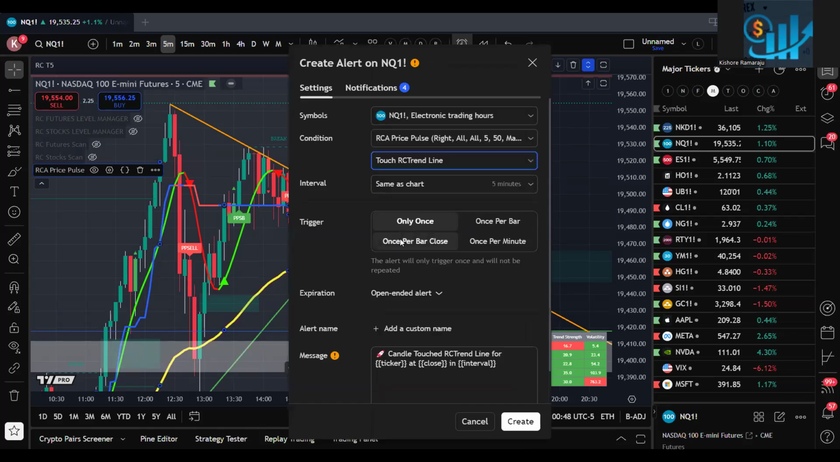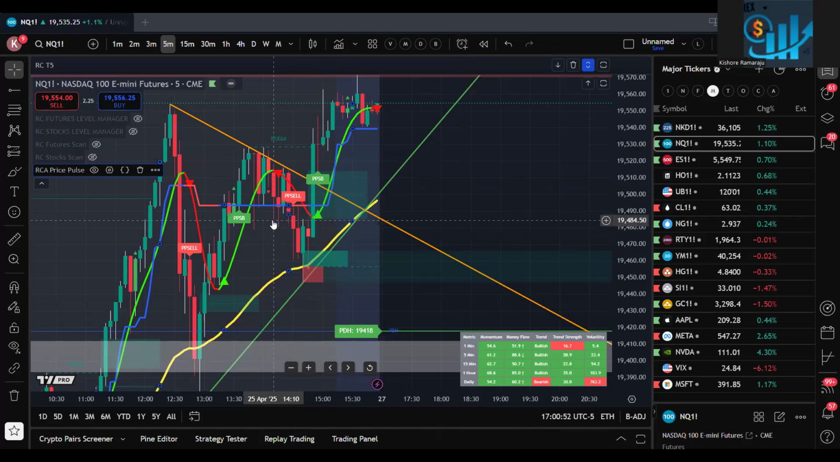If you select this, you can create a notification, and whenever this touches it, you can enter a little early, even before the strong buy, which will only be given when price goes above it. But whenever this candle touches the line and you see that the line is above the price pulse, that means there can be a nice move upside, or in the same way on the downside.